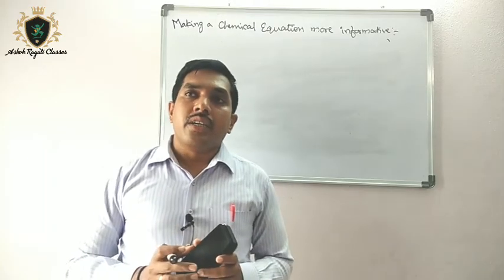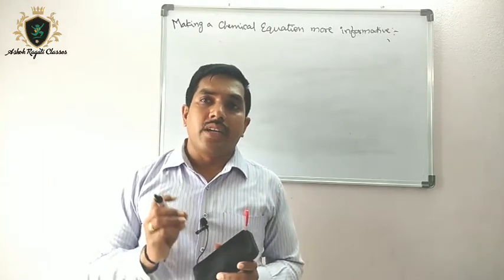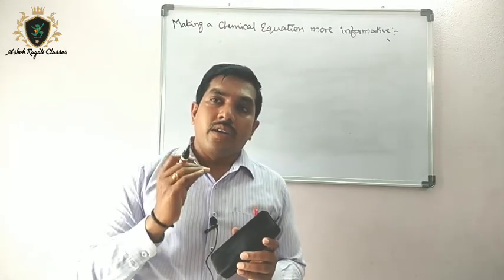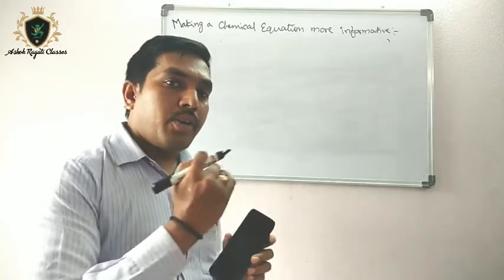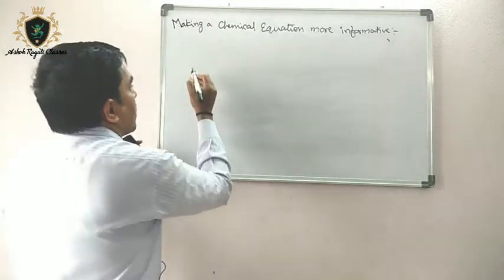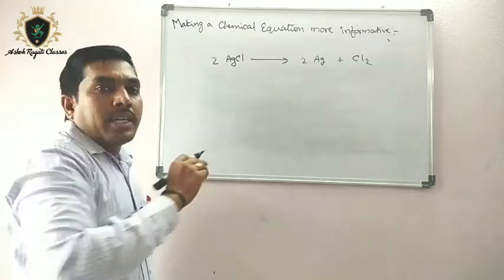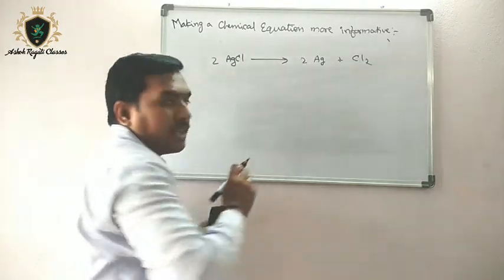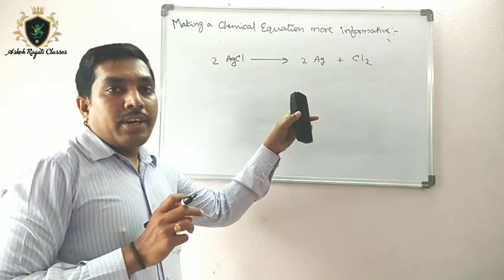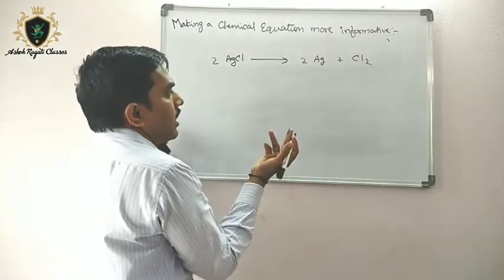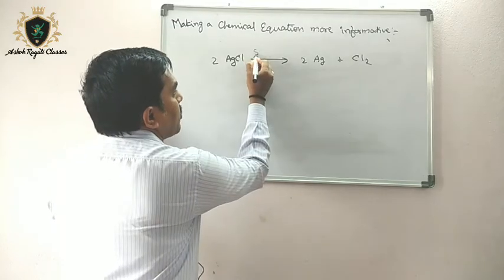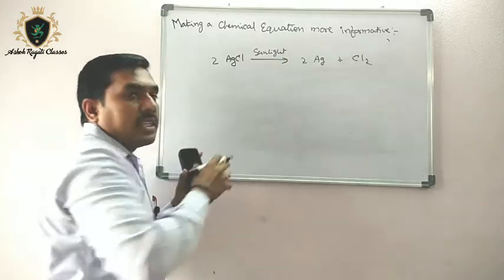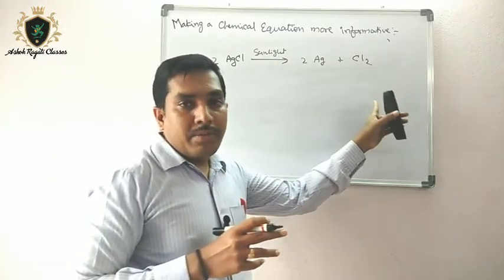But in some cases we use a catalyst or oxidizing agents. At that time we mention them on the arrow mark, which shows the importance of that one. Let us take this example: 2AgCl gives rise to 2Ag plus Cl2. This reaction is carried out in the presence of sunlight. So how to indicate the sunlight? It should be written right here on the arrow. It says that in the presence of sunlight, this chemical reaction takes place.